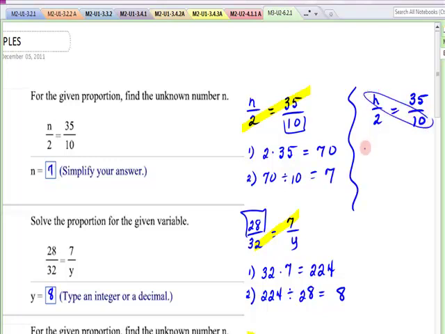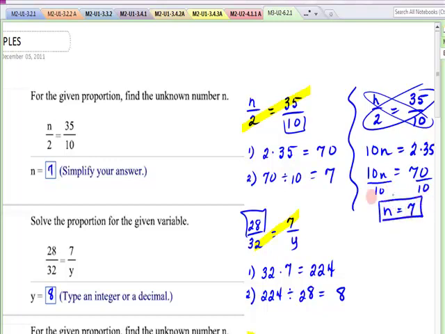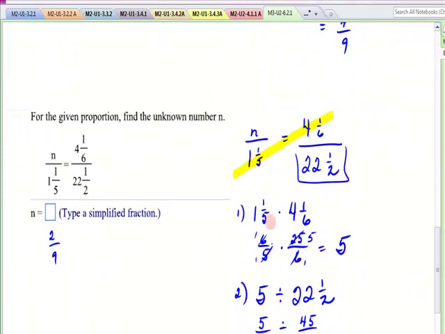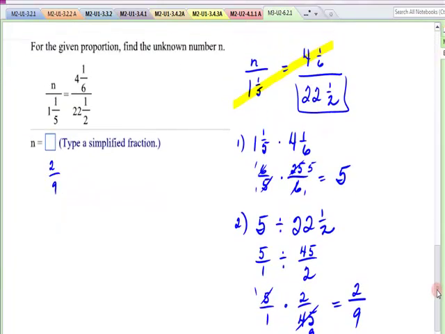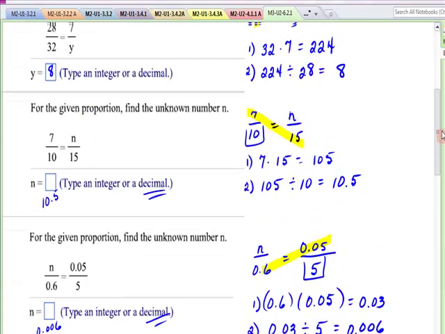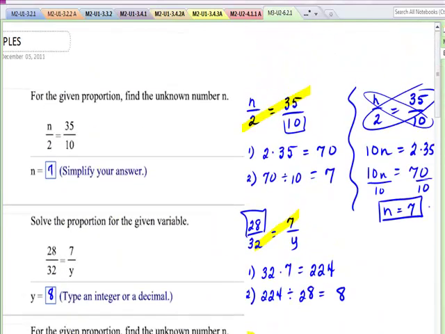This cross product is 10n. This cross product is 2 times 35. So 10n is equal to, multiply those for 70. Divide by the coefficient, which is 10, and n is equal to 7. In this problem, there's really no difference in the difficulty between the two methods. When you get to problems like this, it really is a little bit more straightforward to just do the step 1, step 2, rather than do it in equation format. But you are welcome to do it either way.